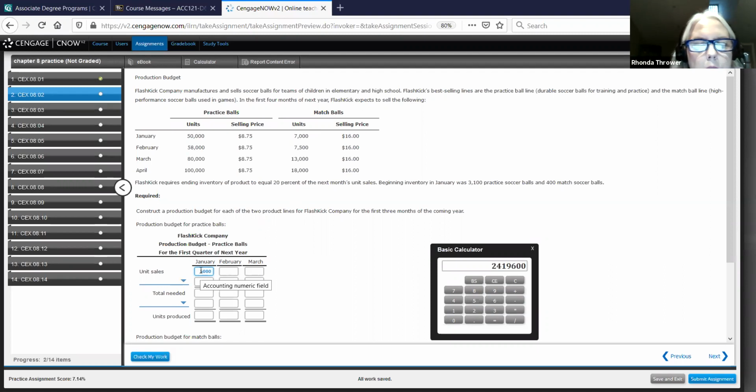So we're going to put in the amount of the sales for the practice balls for January, which is 50,000. And for February, it was 58,000. And then for March, it was 80,000. And all that's given information.